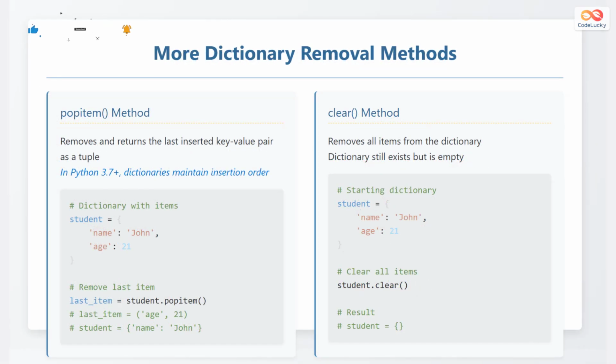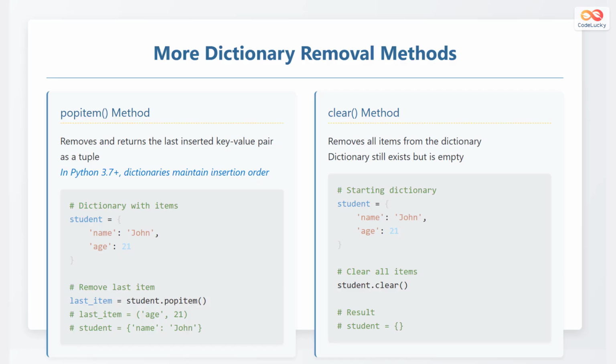Let's explore more methods for removing elements from a dictionary. The popitem method removes and returns the last inserted key value pair as a tuple. It's worth noting that in Python 3.7 and later versions, dictionaries maintain insertion order. The clear method, on the other hand, removes all items from the dictionary, leaving it empty. The dictionary still exists but contains no key value pairs.